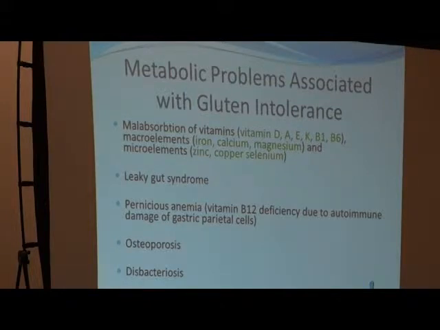Osteoporosis and dysbacteriosis, which can present in diarrhea, bloating, and sometimes constipation. So when you have one of those symptoms and one of those findings, either through blood work or stool test, you need to become aware that you may be dealing with gluten intolerance.